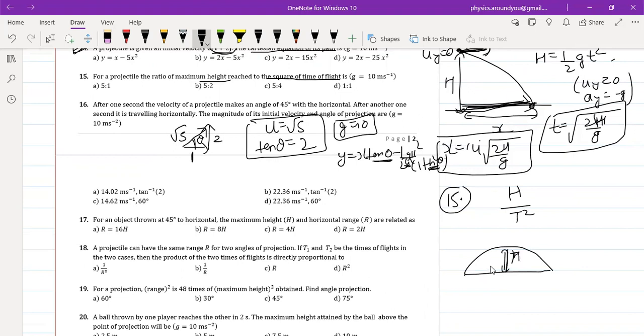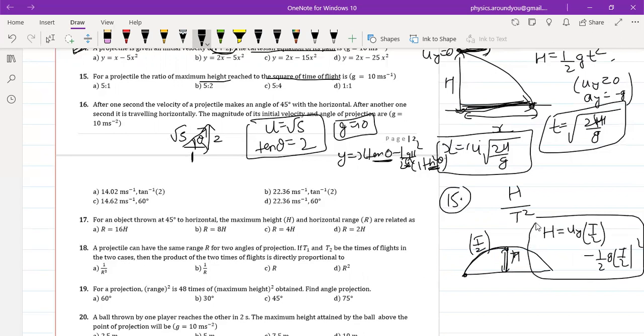This distance is h. The time it takes to reach this point is t by 2. Now I can write the following relation. h is equal to uy times t by 2 minus half g times (t by 2) square. How did I write this? I wrote this from the equation y is equal to uy t plus half ay t square.